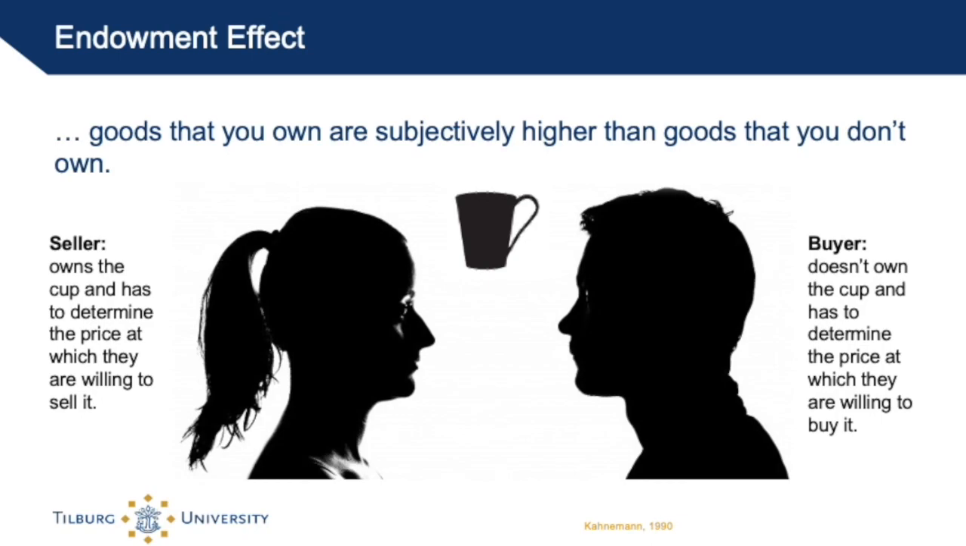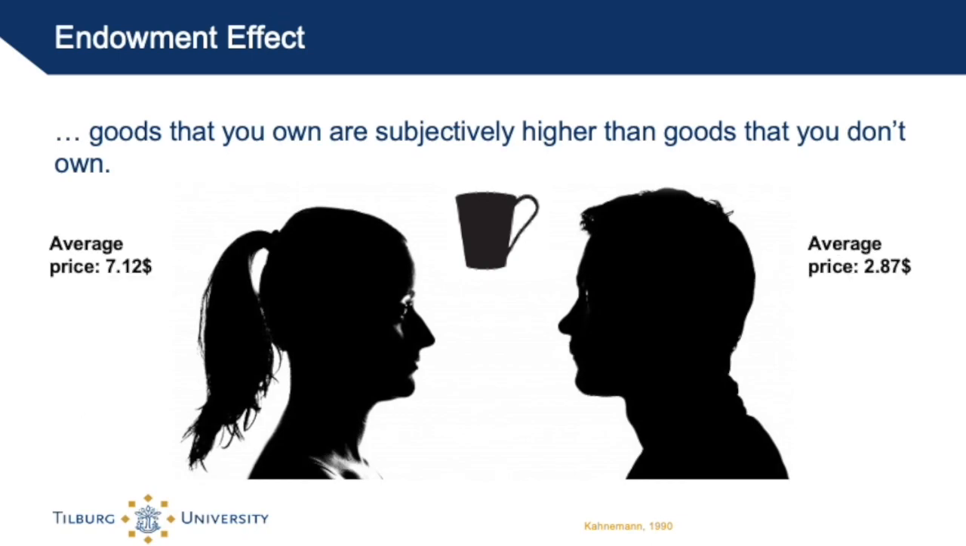price. So in a big study by Kahneman in 1990, the average price that consumers were willing to pay for a cup was $2.87, while the same cup was valued by the owners, the sellers, at an average price of $7.12.